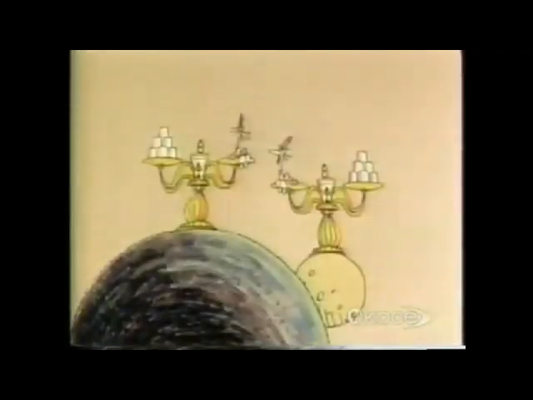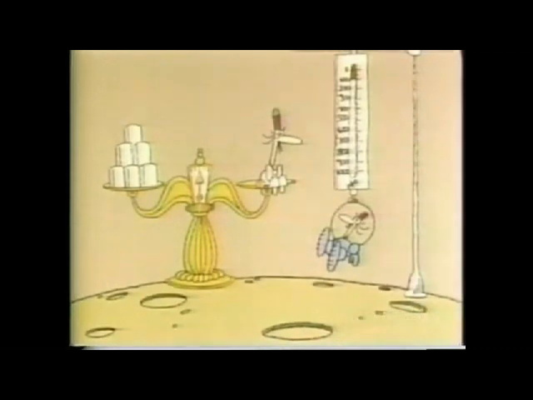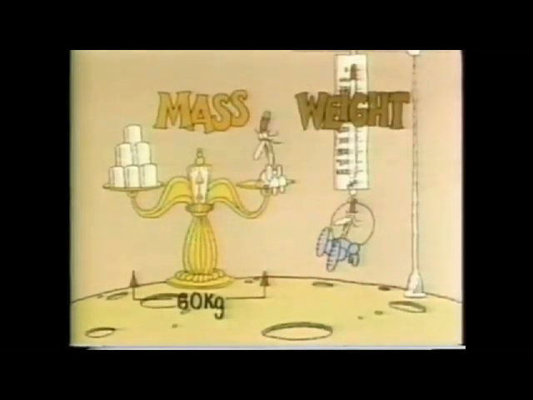What about your mass? On Earth, it was 60 kilograms. How much will it be on the moon? 60 kilograms. Exactly the same, of course. You don't get any smaller by going to the moon. You don't change. Only the force of gravity, and therefore your weight changes. That's the big difference between mass and weight. Wherever you go in the universe, your mass stays the same.